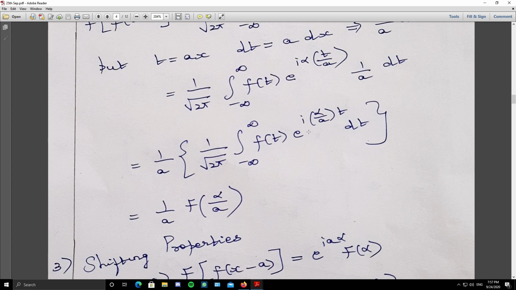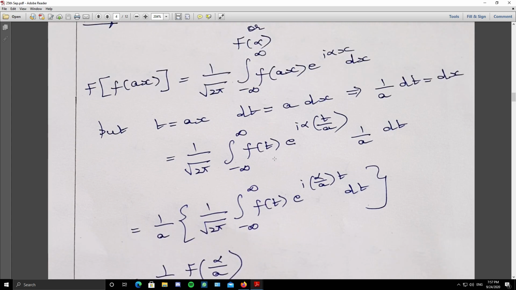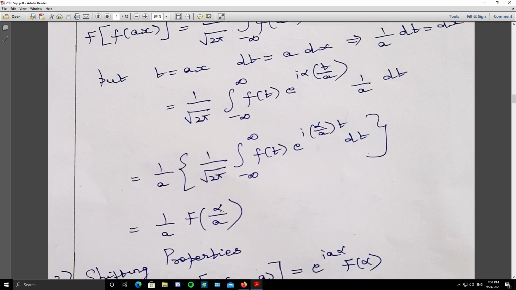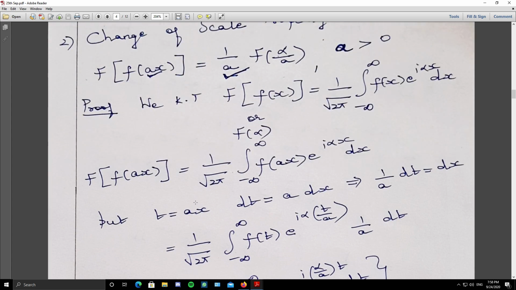But here you compare these two, you have 1 by root of 2 pi integral minus infinity to infinity f of t e power i alpha by a t dt. So in place of x you have t. In place of alpha you have alpha by a. t is the variable here. So if alpha is a constant, it is F of alpha. If alpha by a is a constant, it is F of alpha by a. So it is the change of scale property. F of ax is 1 by a, F of alpha by a.